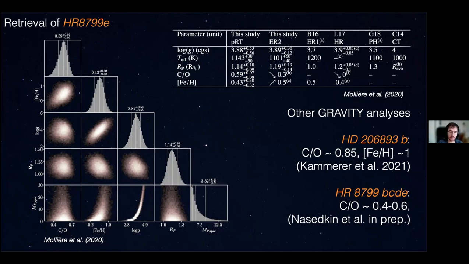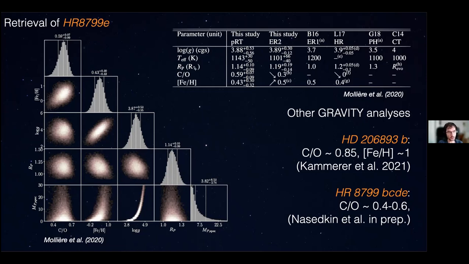We're currently working on the paper for using the GRAVITY data for all of the HR 8799 planets, the 4 planets. So that's kind of the state of the art, I would claim, for directly imaged planets and retrievals at the moment. And this is the C to O ratio that's being retrieved here.